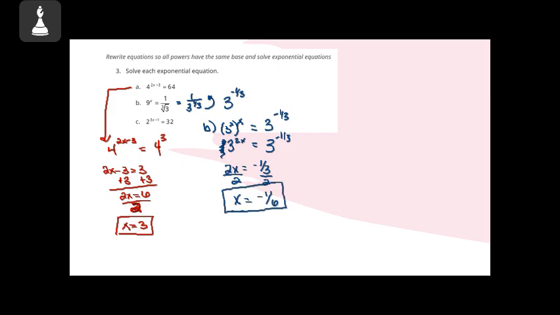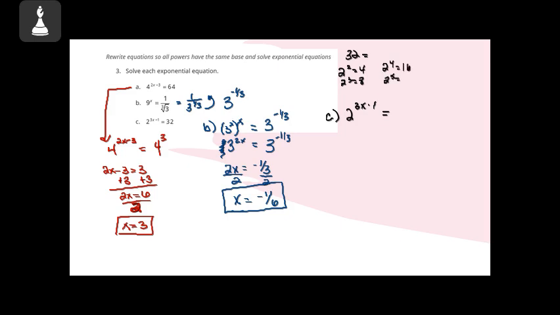And then the last one here, we have 2 to the 3x minus 1, and then we have 32. So 32, well, let's think this through. 2 squared is 4. 2 cubed is 8. 2 to the 4th is 16. 2 to the 5th is 32. So there we go. So we're going to rewrite 32 as 2 to the 5th.